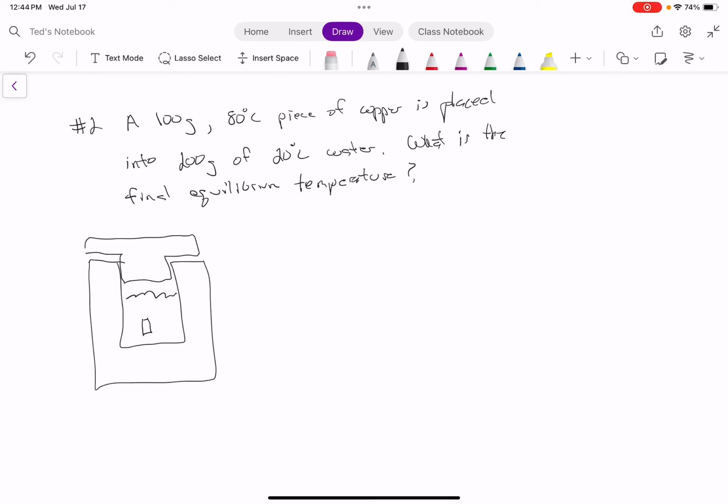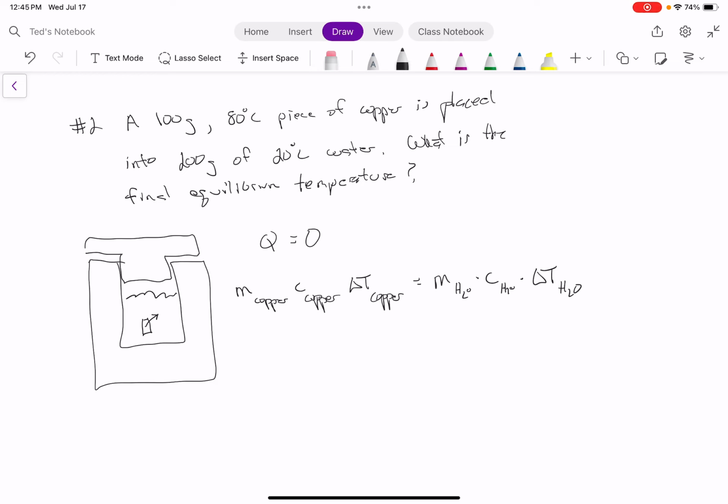So what that means is that any heat that leaves the copper has to go into the water. The total Q of the system is going to be equal to 0 because there's no work being done here by non-conservative forces. So that means that M of the copper times C of the copper times delta T of the copper has to equal M of the water times C of the water times delta T of the water.